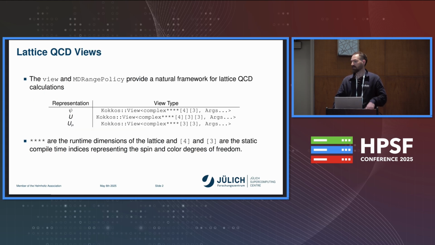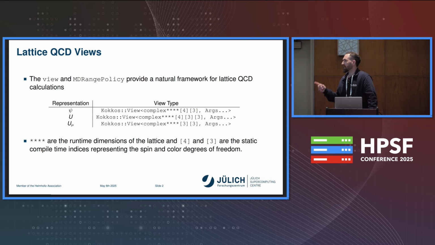So we saw yesterday that one discretization in Lattice QCD is the staggered kernel. We're going to be looking at what's called the Wilson kernel. So instead, our quark fields psi are going to be represented by a view that has a spin and color internal index, which are given by the 4 and the 3, and then the asterisks there are going to be the runtime dimensions of our lattice.